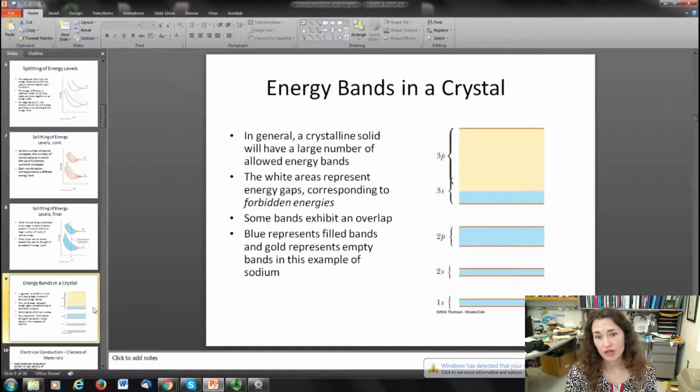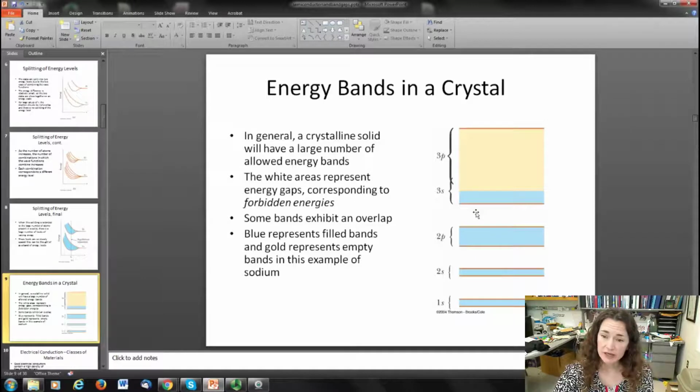So in general, a crystalline solid is going to have a large number of allowed energy bands. So here, those energy bands for the filled states are shown here in blue. So you have a 1s, a 2s, a 2p, a 3s, and so on and so forth, okay? So those bands exhibit these.